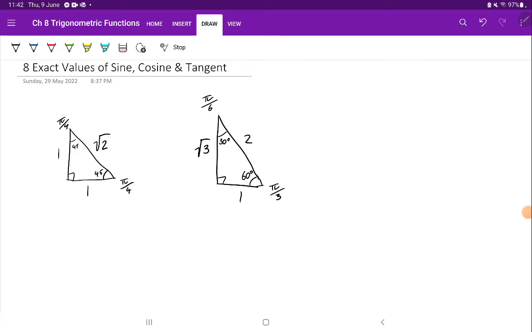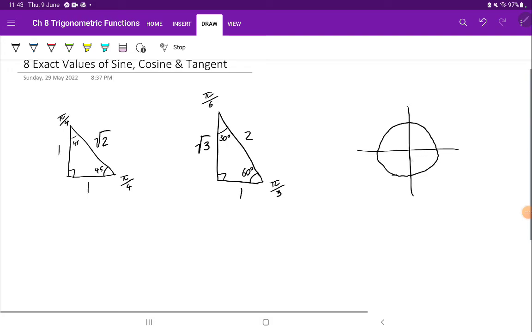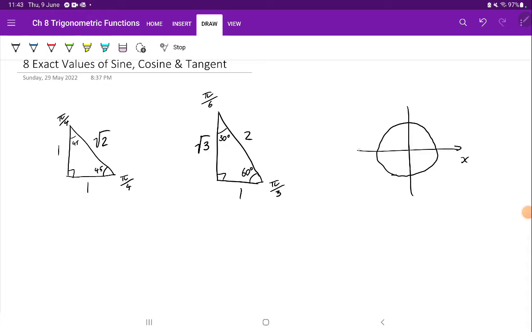But the other thing we've got to get our heads around as well is the unit circle. Now the unit circle is a pretty basic concept. Let me try my best to draw a circle here. It is a circle in which the radius is 1. So this is 1, and this is 1, and this is 1, and this is 1. So it's centered at the origin, and its radius is 1. And this is x, and this is y. Okay?